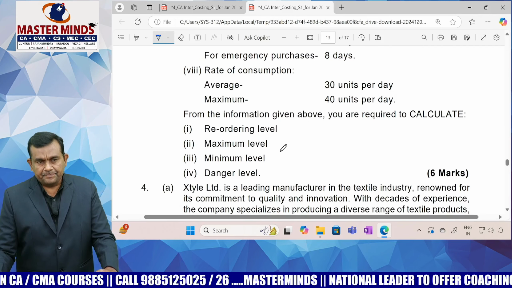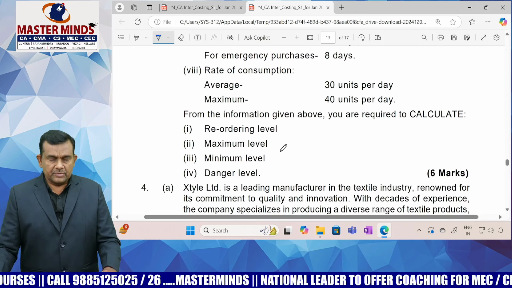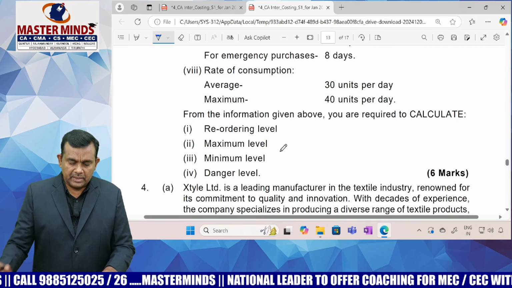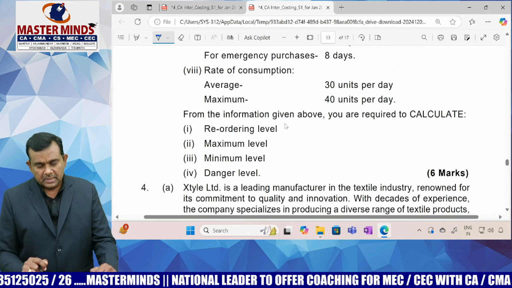This is without safety stock model, sir. Reorder level equals maximum consumption into maximum lead time. Maximum level equals ROL plus ROQ minus minimum lead time into minimum consumption. Minimum level equals ROL minus LTC. Next, danger level: average consumption per day into lead time for emergency purchase. The printed solution, sir.